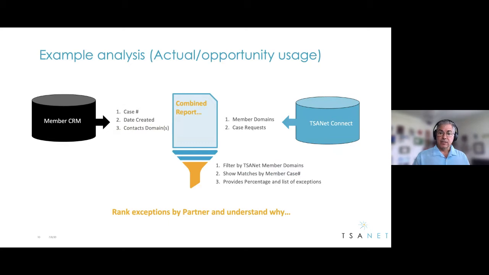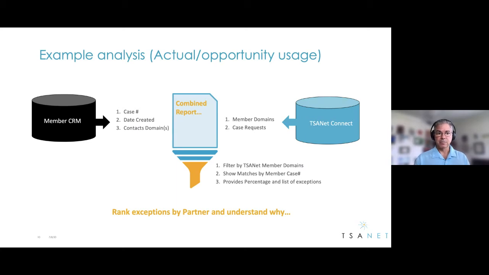So moving back to the analysis, this is what we did with a particular member, and again, it kind of highlights the fact that now that we have data, we can discover some insights. So we took from the member's CRM system just a little bit of information, right? So we don't need a lot. We took their case number, the date the case was created, and then what was called the context domains, right?